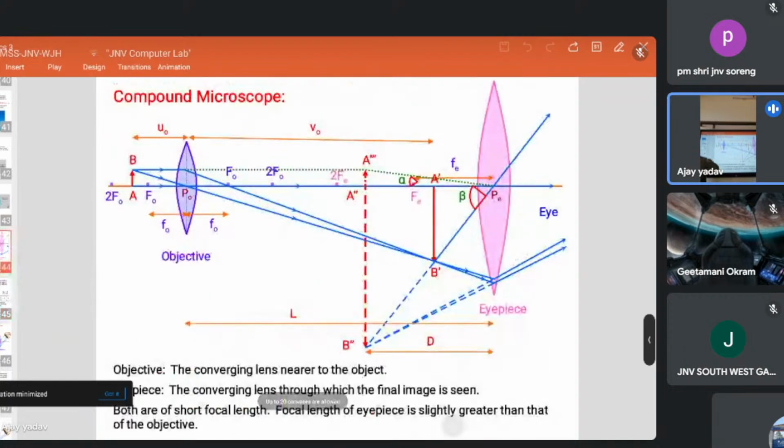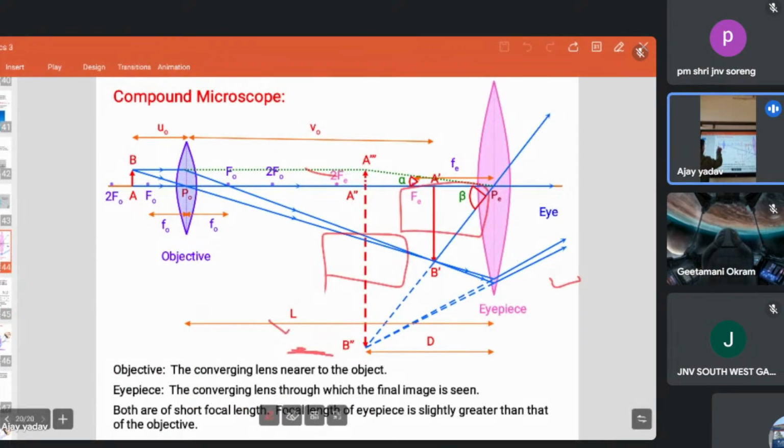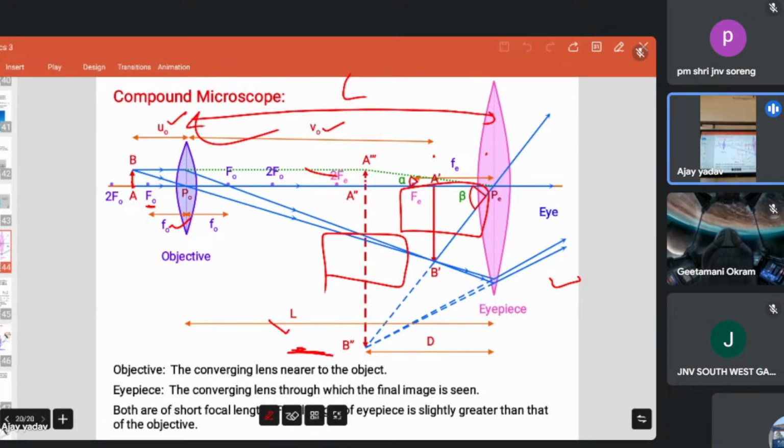As you can see here, this object lies close to FO, so we can write UO approximately equal to FO. Similarly, this VO lies close to the eye lens, so we can write VO approximately equal to L. What is L? L is the length of the tube.